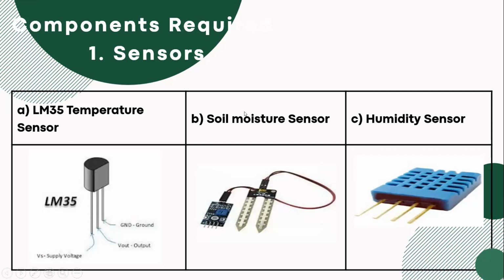These are our required component sensors. We selected the LM35 temperature sensor to measure the temperature in the greenhouse, and we use a soil moisture sensor to get soil details from the greenhouse, and we use a humidity sensor to get humidity details of the air inside the greenhouse. So yeah, we'll move to the next slide.